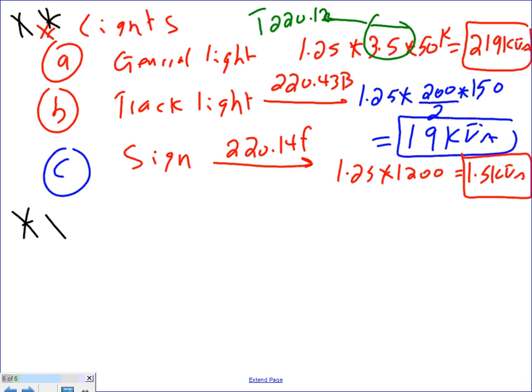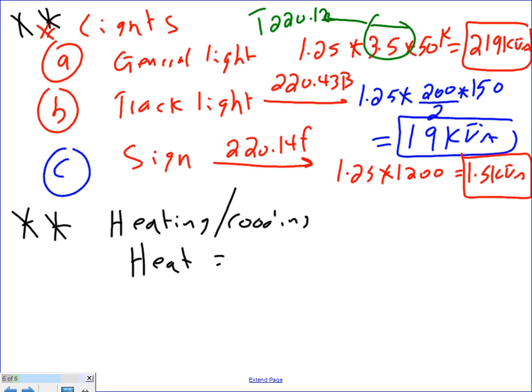The second load is heating, cooling. The heating and cooling of the building, guys. The heating is so easy. Heat is already given at 150 kVA. The cool is the issue.